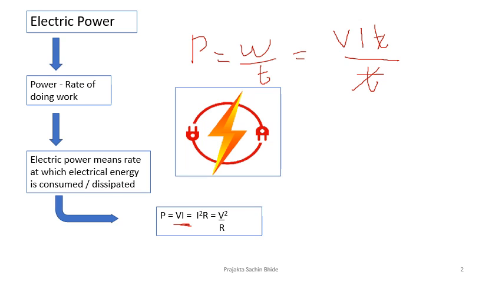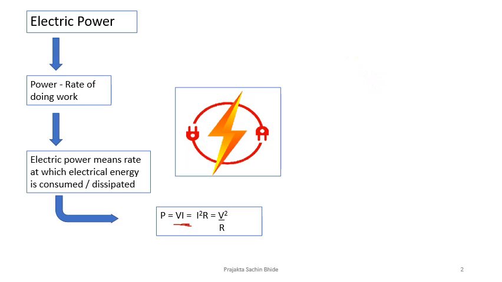Okay. Now by applying Ohm's law, I know V is equal to IR. So accordingly, I may want to put power as I square R, or I can replace it using Ohm's law and write it as V square upon R. So in either case, I can put the equation in mathematical form: power is equal to VI, or I square R, or V square upon R.